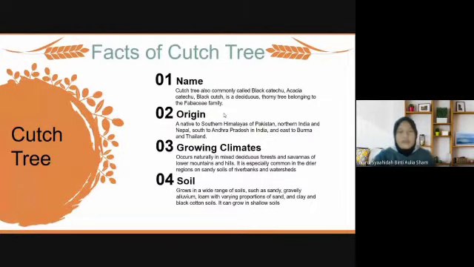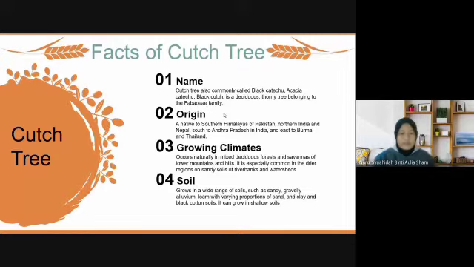These are the facts of Kutch tree. About the name, Kutch tree is also commonly known as black catechu, Acacia catechu, black Kutch, and it is a deciduous thorny tree. Deciduous means that the leaves will fall when it reaches maturity. And this thorny tree belongs to the Fabaceae family, which is the same family as Mimosa.